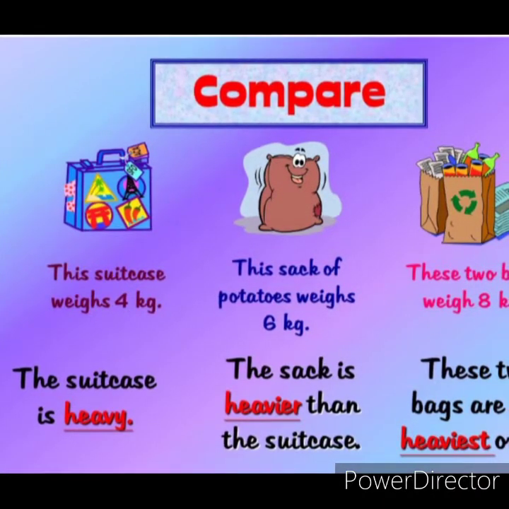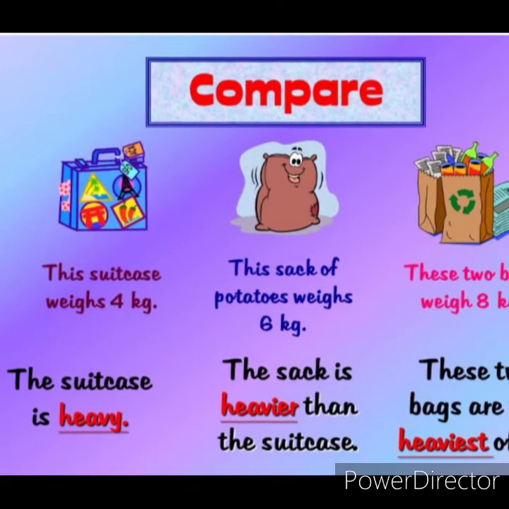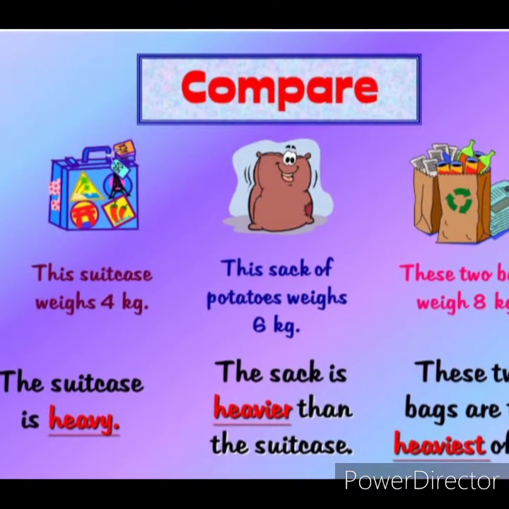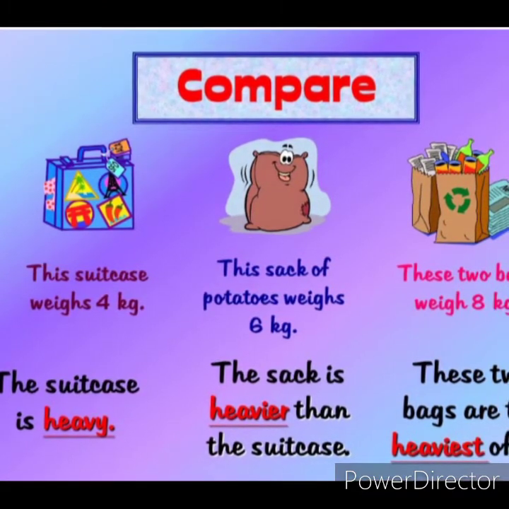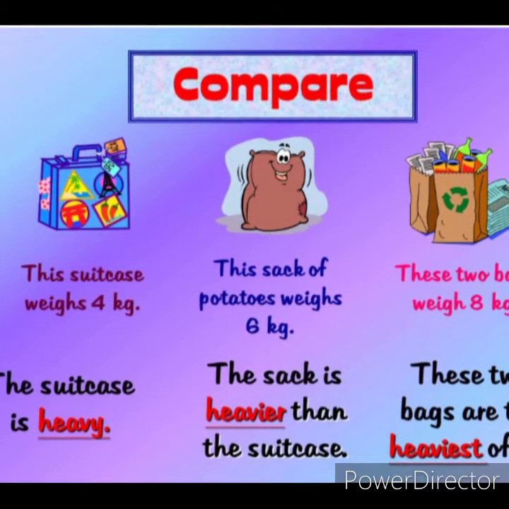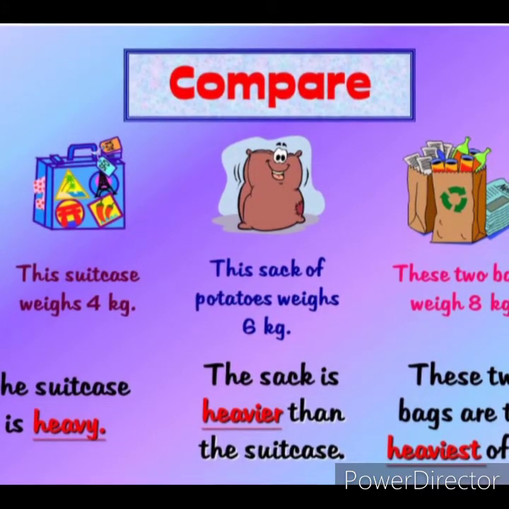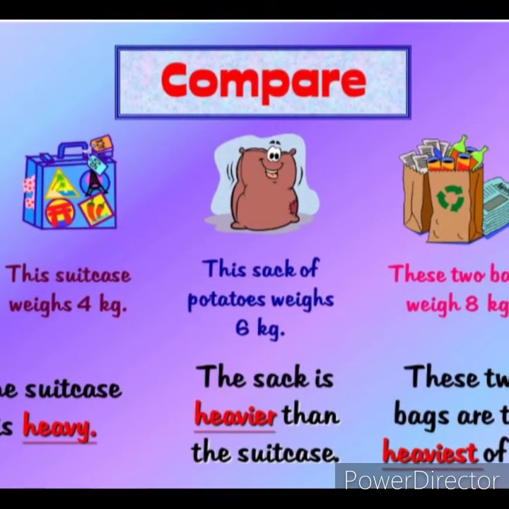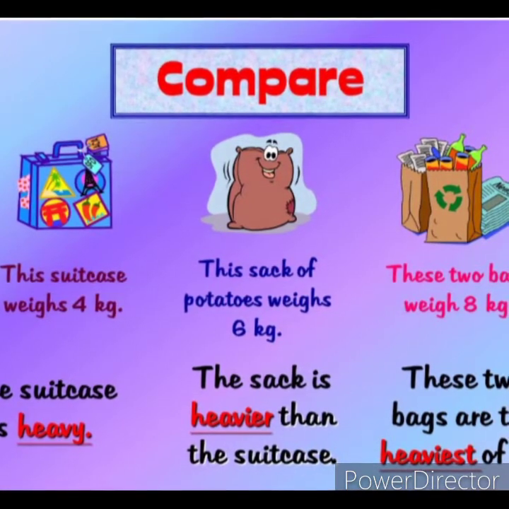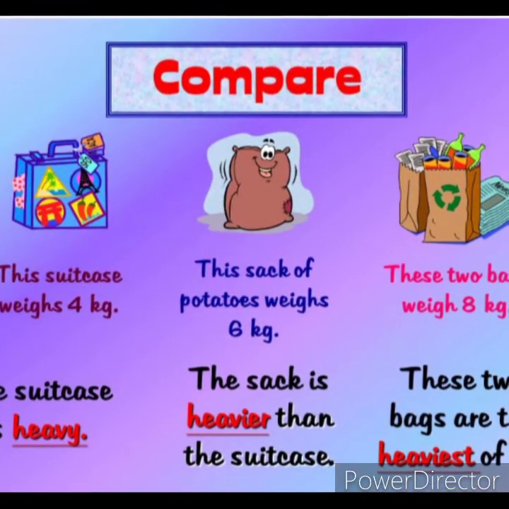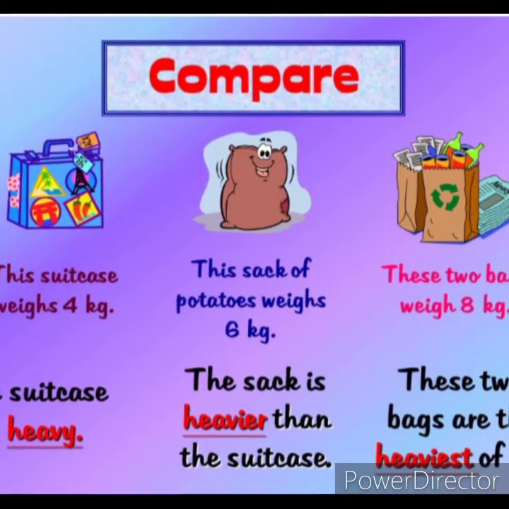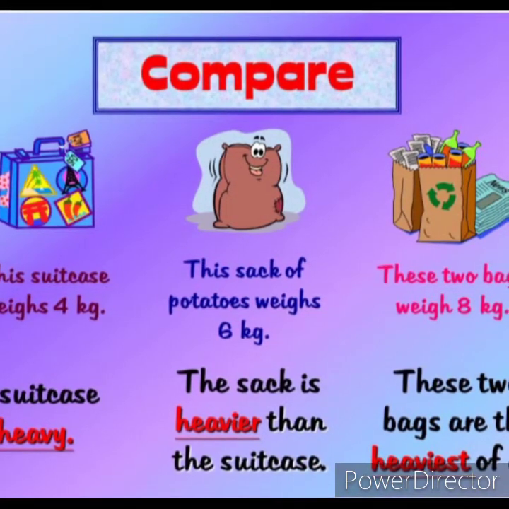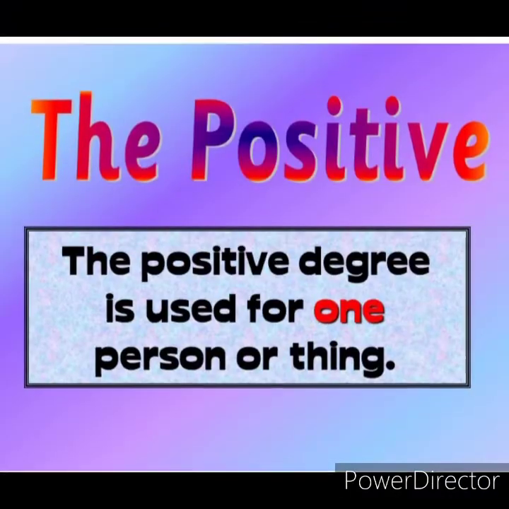See one more example. The suitcase is heavy. The sack is heavier than the suitcase. The 2 bags are the heaviest of all. Here first one is positive degree, as there is only one suitcase. Second is comparative degree, as the sack and the suitcase are being compared. And the third is superlative degree, as all the bags are compared, so it is called superlative degree.